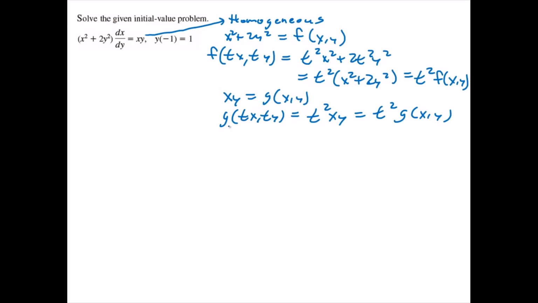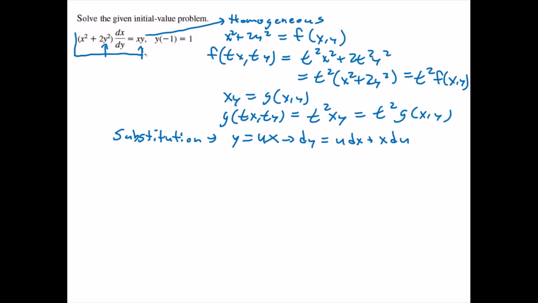And so since these are homogeneous, we can try to use substitution. So the substitution that's generally recommended is that y is equal to ux. So we'll substitute that into the equation. And if we use this substitution, we should note that dy is going to become u times dx plus x times du. So now we'll substitute everything into our original equation.